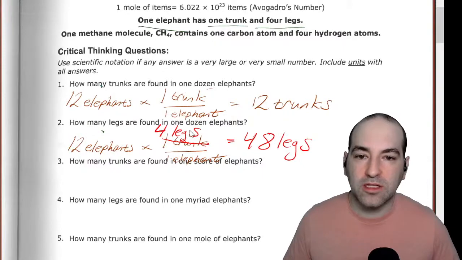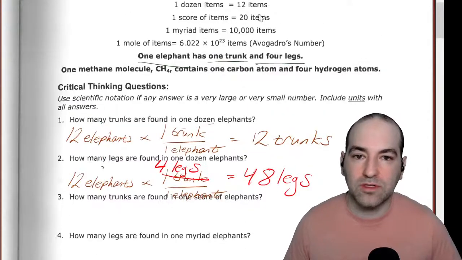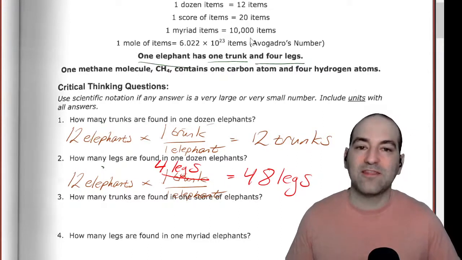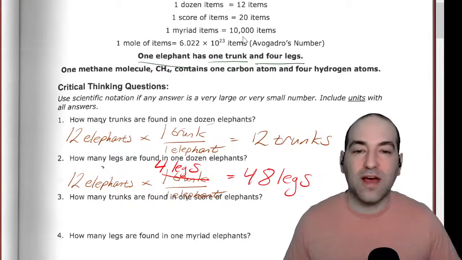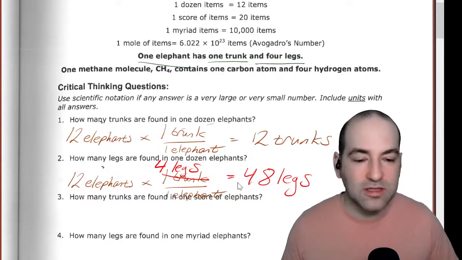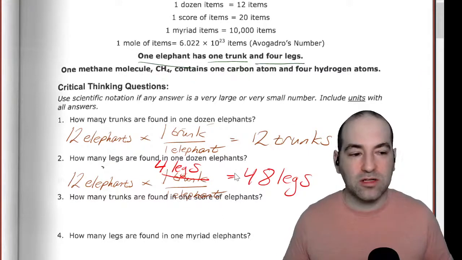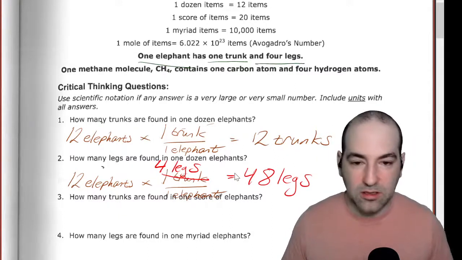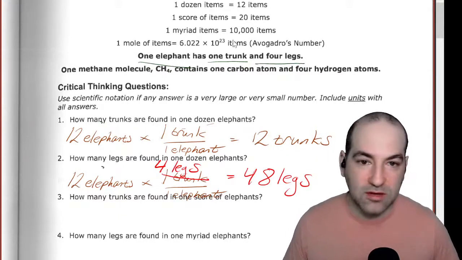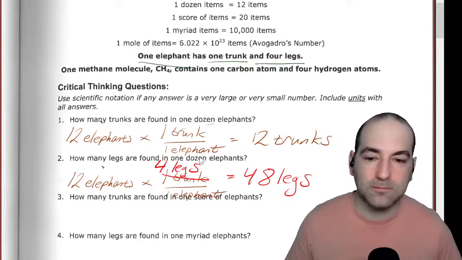So after looking at a dozen elephants, we're going to look at a score of elephants, which is now 20. Then we're going to look at a myriad of elephants that is now 10,000. And that's fine. The technique is the same. You're still doing the same thing. And if you need to go back and think about dozen instead, just to keep things straight, go ahead and do that. And then just switch the numbers. Instead of 12, you're going to go with 10,000.